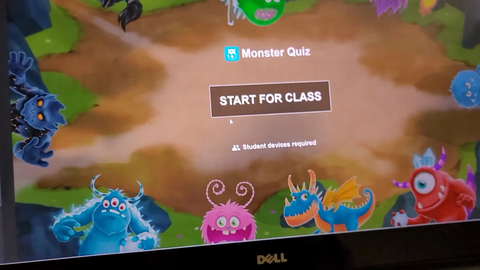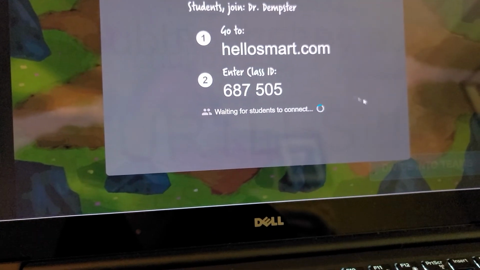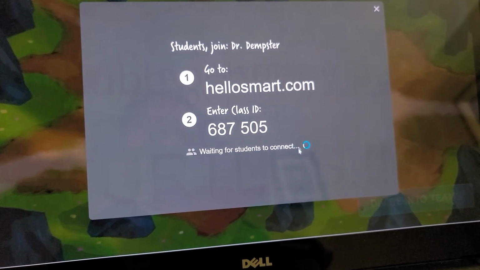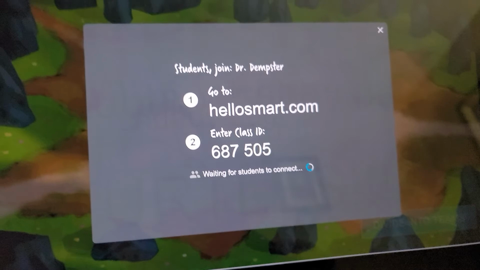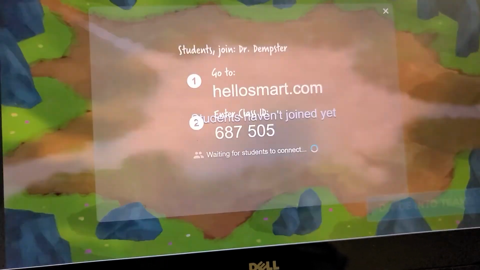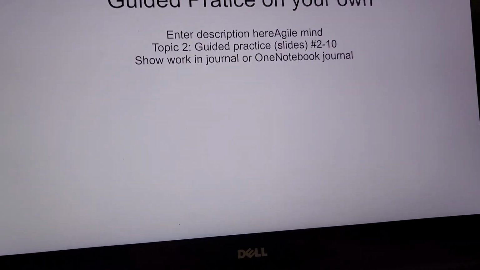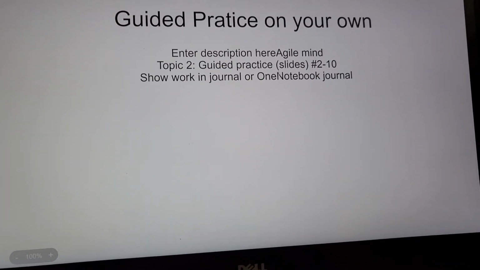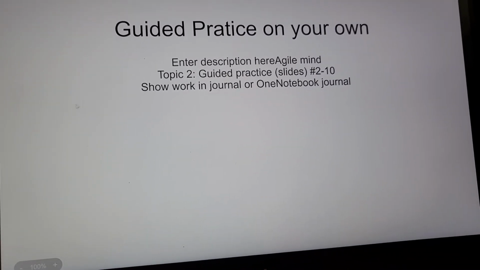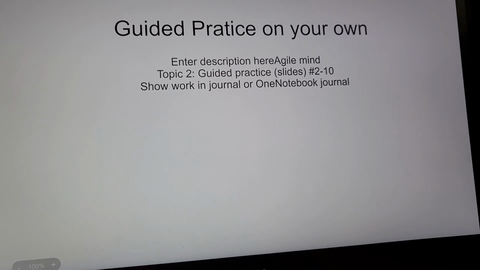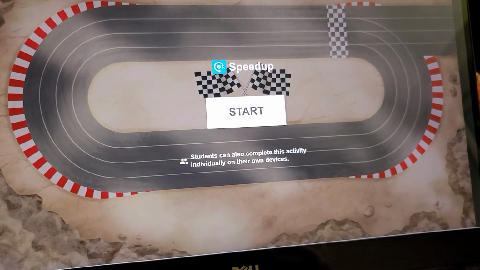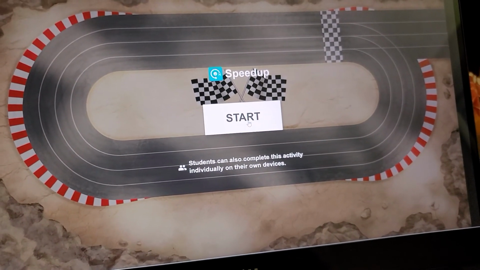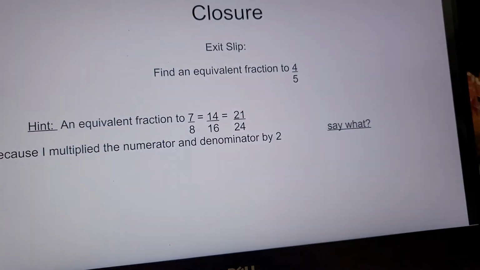So then we did a monster quiz, which was pretty cool. It put people into teams, and it was a quiz with questions about ratios, true or false. So guided practice was in Agile Mind, slides number 2 through 10. Then we did a speed up game where we had questions for ratios.